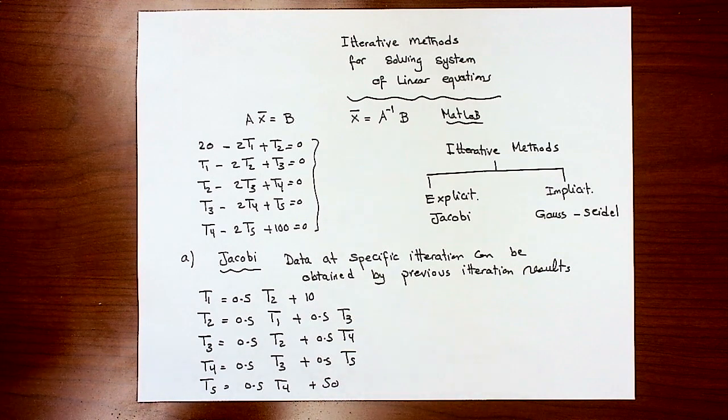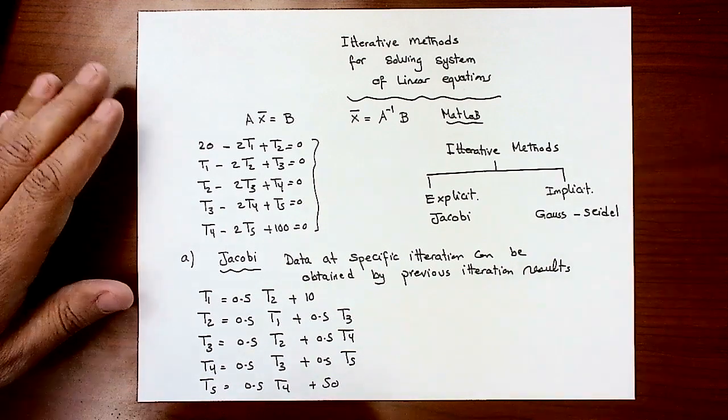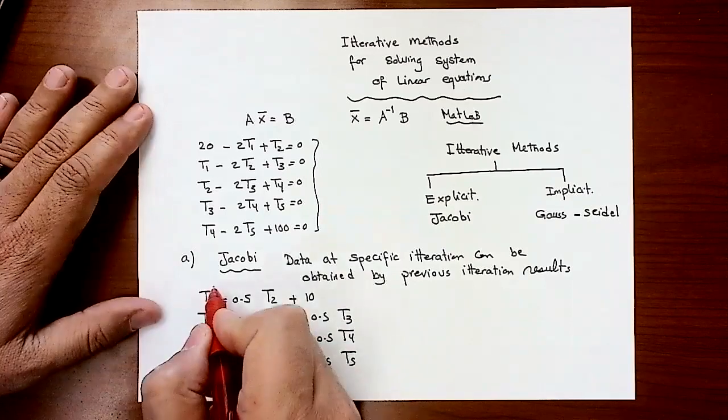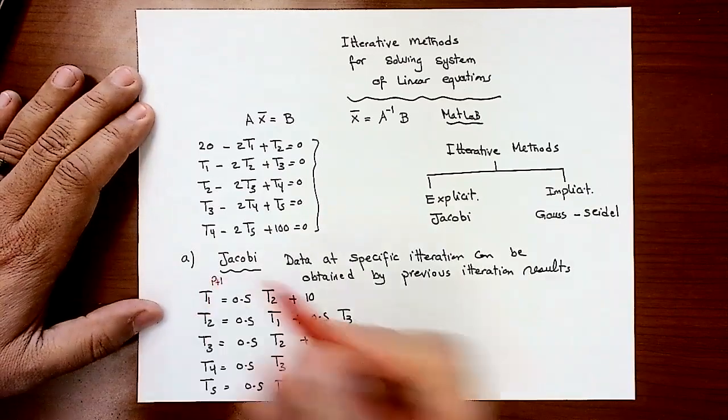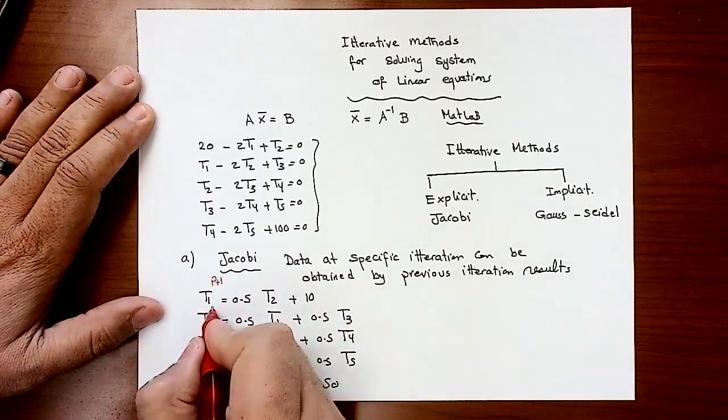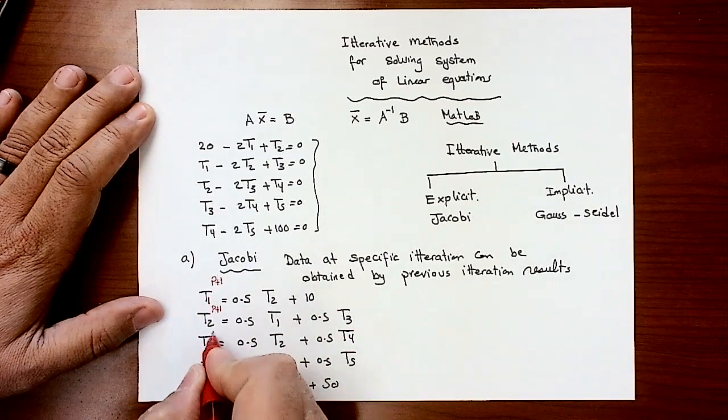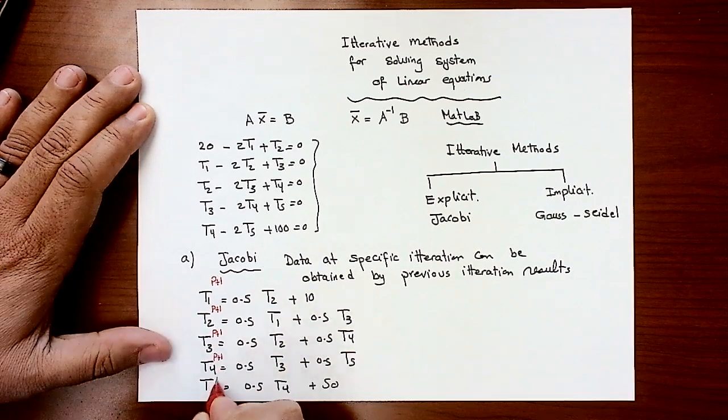Now I have T1, T2, T3, T4, T5 on the left-hand side, but all of them are also functions of the other T1 through T5, right? So what we're going to do is call this what I need to get at the new iteration. I'm going to call that iteration P plus 1. So that's my data I need to calculate at iteration P plus 1.